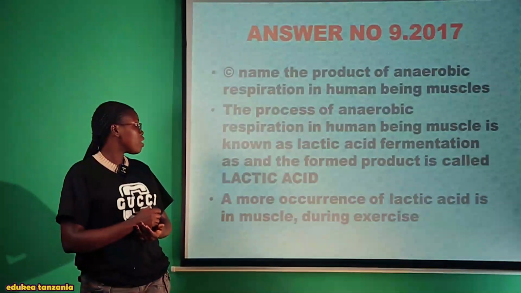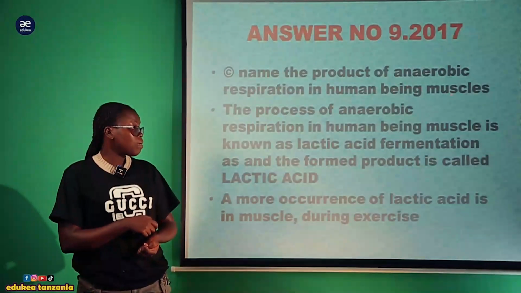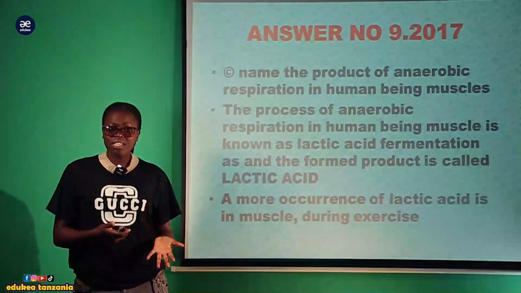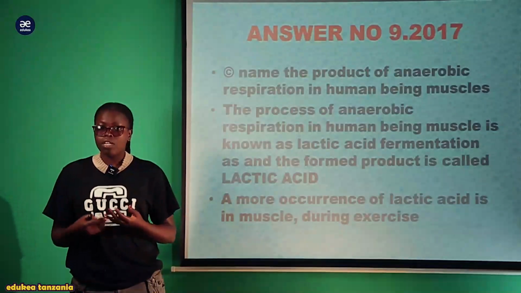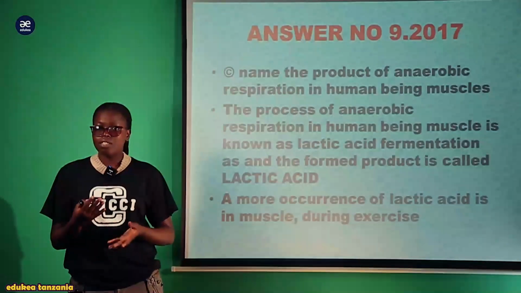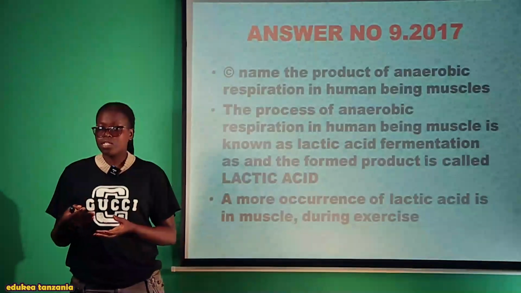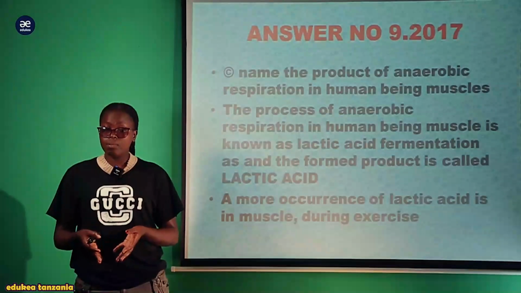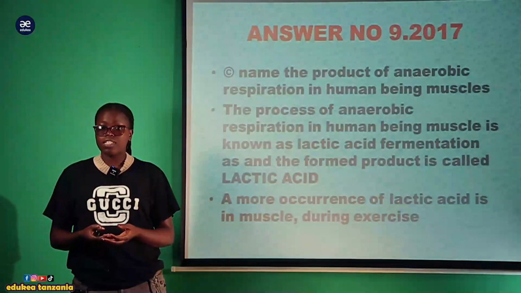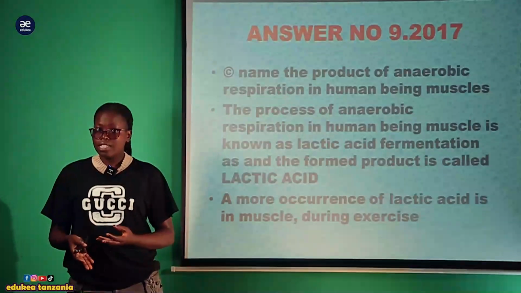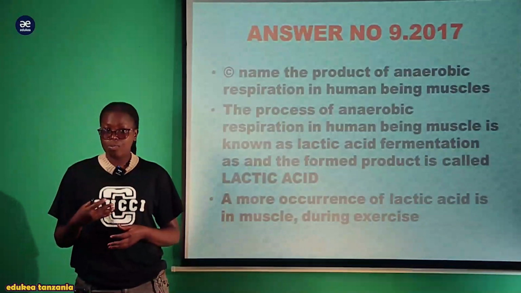The last question, you are needed to name the product of anaerobic respiration in human being muscles. In the process of respiration tumeona kwamba kuna anaerobic na aerobic. Tunapozungumzia anaerobic respiration, this is the one which involves the breaking down of glucose in the absence of oxygen. So in animals the product of the process of anaerobic respiration tunaita ni lactic acid. Kwa nini tunaita lactic acid? Kwa sababu lactic acid hii hapa ndio end product ya anaerobic respiration.